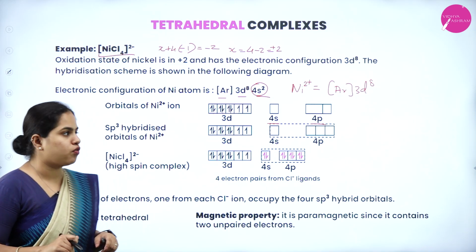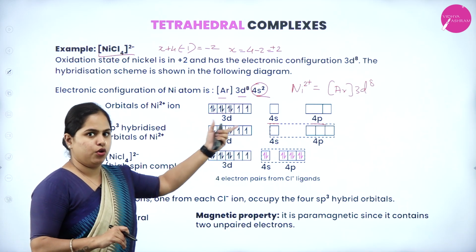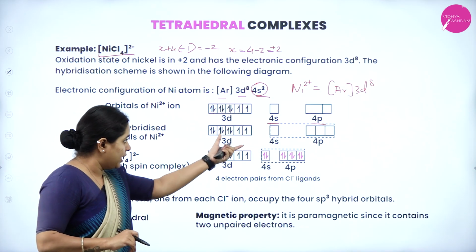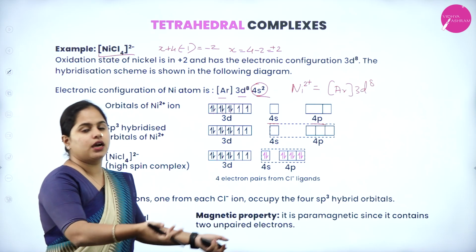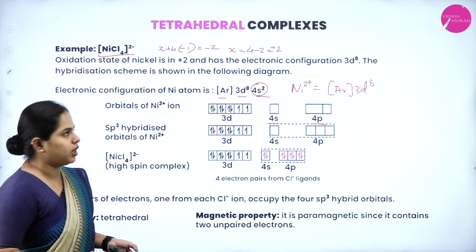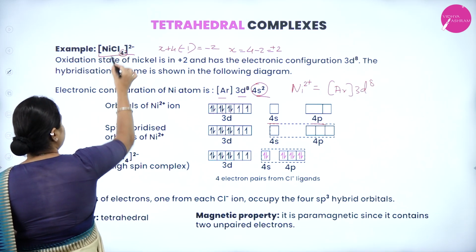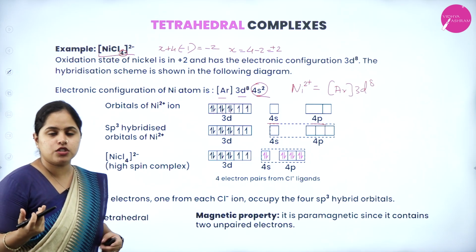As it is a weak ligand, what happens? Will the electrons pair up? No, these electrons will not pair up. So the inner d orbital is not available. We have to consider the next available orbitals. So what is the coordination number here? It is 4. So how many free orbitals do I require?